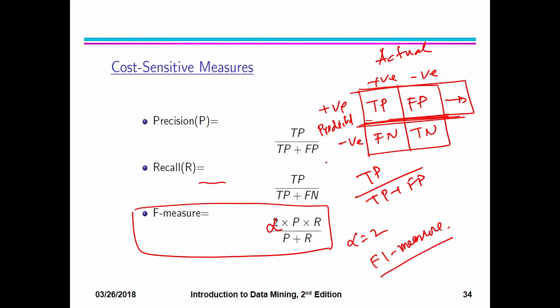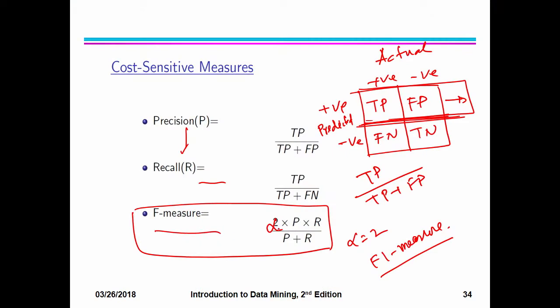Sometimes we find that precision and recall have a trade off. If you increase precision, recall will decrease, and if you increase recall, then precision will decrease. But we want a system in which precision and recall are both good. So, if you want to compare with a single metric, the F1 measure is alpha into p into r by p plus r. If alpha equal to 2, it is called the F1 measure, and it is very frequently used.